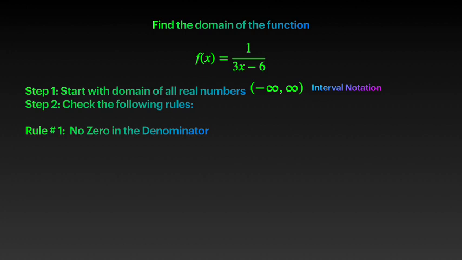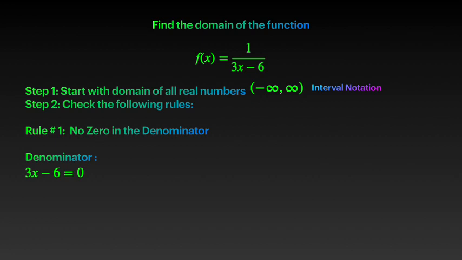Let's take a look at the denominator of our function. It is 3x minus 6. Since we have variable x in the denominator, we need to check for which value of x is the denominator equal to 0. This means we have to set our denominator to 0. So we have 3x minus 6 is equal to 0.